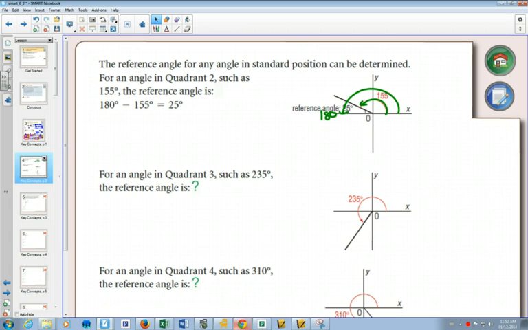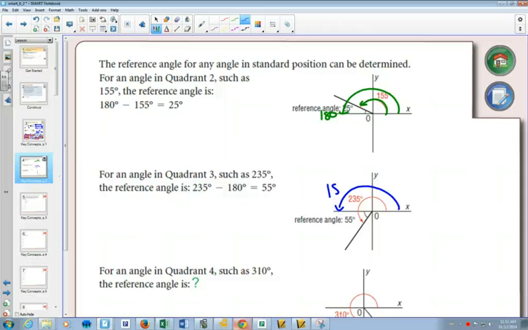Here we've got 235 degrees. What would the reference angle be? 55 degrees. Again, there it is right here. That's the nearest x-axis. What strategy would you use to figure that one out? Again, I know up to here is 180, right? 180 plus something is going to equal 235. Or I can basically say 235 minus the 180 will be what's left, and that'll be my 55 degrees.